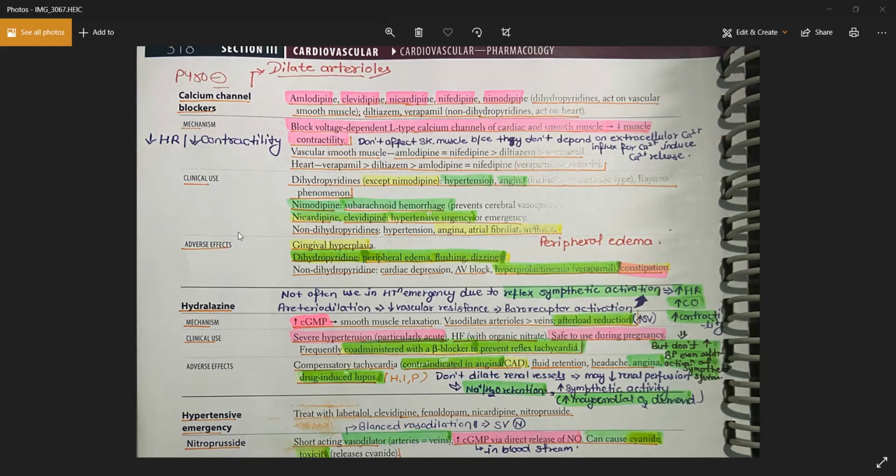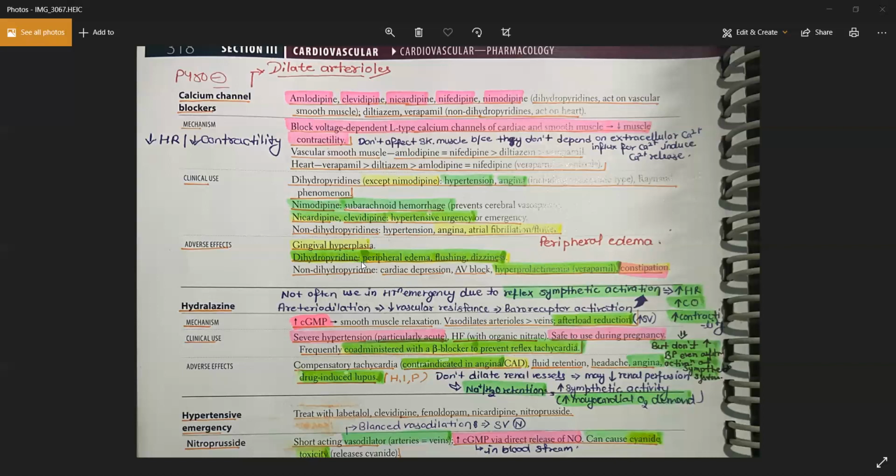Very important. Adverse effects, very important. They all can cause gingival hyperplasia. The growth of gingiva will occur. The dihydropyridine ones can cause peripheral edema. Can anyone tell me how? Because of vasodilation.